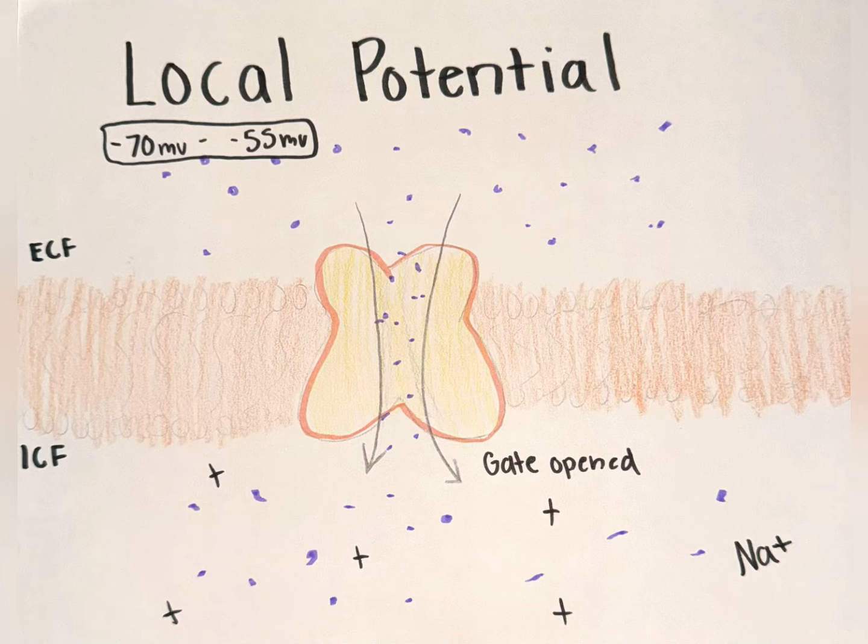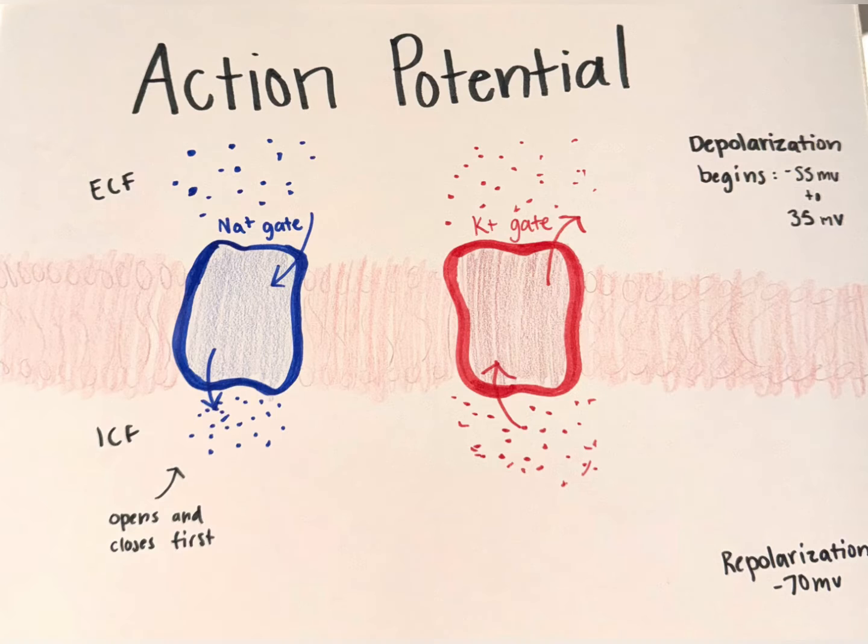Local potentials have a short-range change in voltage along the plasma membrane. It is decremental, so it gets weaker the further away from the site of stimulation it gets. They are also reversible, so if the stimulation stops, the membrane will return to its resting membrane potential. The sodium gate opens when a dendrite is stimulated and causes the negative 70 millivolts to become more positive. This will then lead to depolarization.